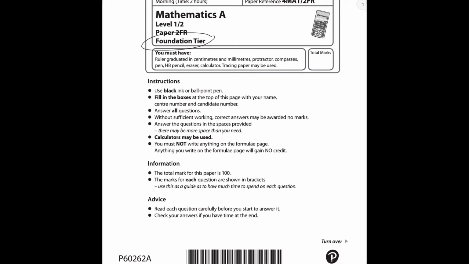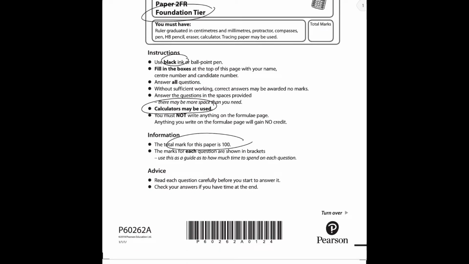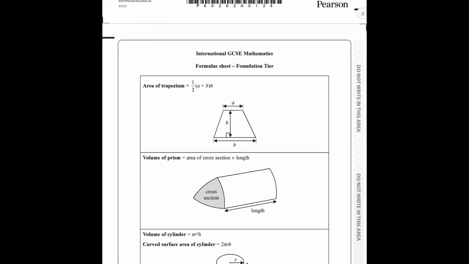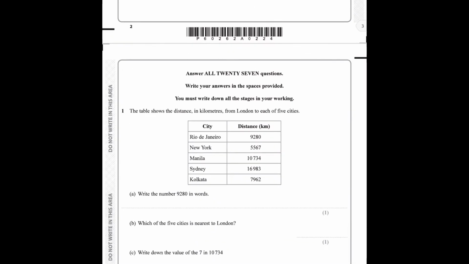So let's try to solve this Foundation paper. You have to use black ink. Remember to take black ink in your exams. Calculators are allowed for the 2FR paper, I think. Total mark for this paper is 100. Let's move on. There's a formula sheet given for the Foundation tier, so that's pretty good. They're giving you the area of a trapezium and the volume of a cylinder as well. So let's start with the first question.